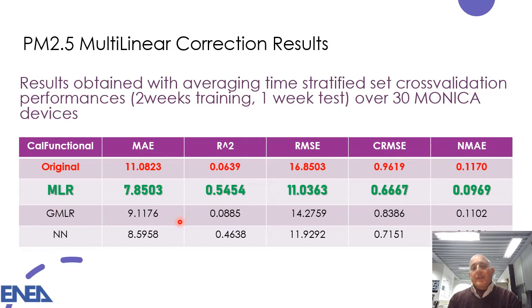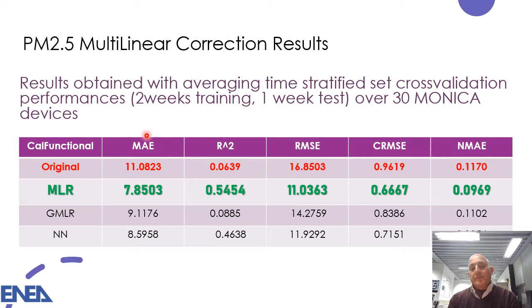And here you can find, for example, that we have chosen to highlight the results obtained by multilinear regression, which show also that we obtained a significant, and we have tested it statistically, reduction of the mean absolute error by using that calibration which we have introduced before. So we go from 11.08, of course, micrograms per cubic meter to 7.8 micrograms per cubic meter. So there is a very significant reduction of the mean absolute error, and we also see another piece of information, which is that the multilinear regressor outscored the generalized multilinear regression, and also outscored the neural networks when it comes to mean absolute error. Okay.